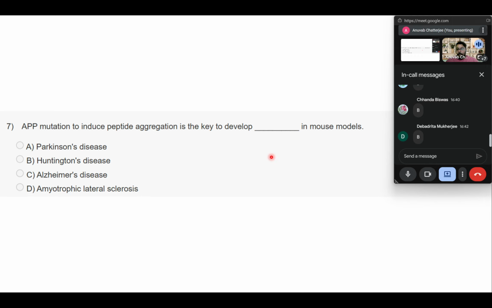Next, APP mutation to induce peptide aggregation is the key to develop blank in mouse models. Parkinson's disease, Huntington's disease, Alzheimer's, or amyotrophic lateral sclerosis.